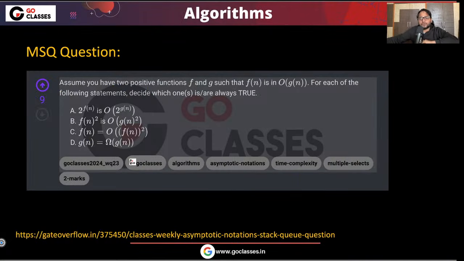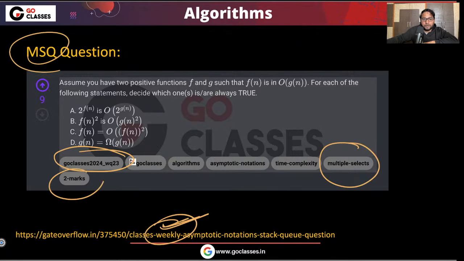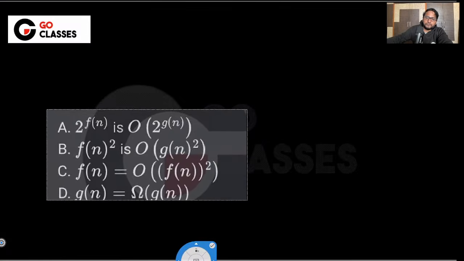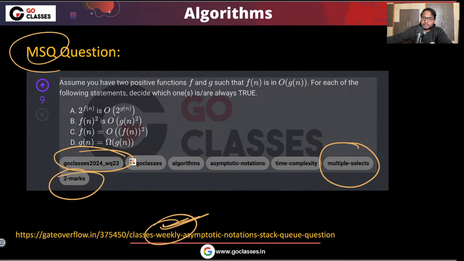Okay, now let's solve this question. This question I have taken again from the weekly quiz, from Go Classes weekly quiz 23. This was an MSQ question of 2 marks. If you are a Go Classes student, then you might have solved this, but let's not worry about it. Let's just solve this now. They have positive functions f and g, and it is given that fn is big O of gn. Then which is true? So here this is given.